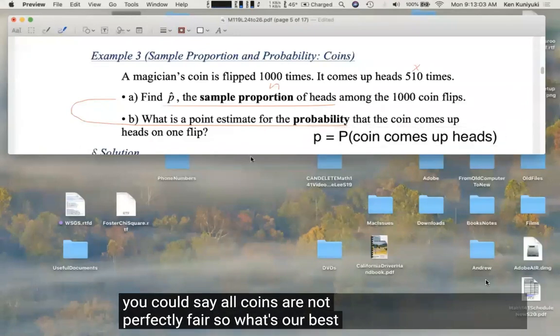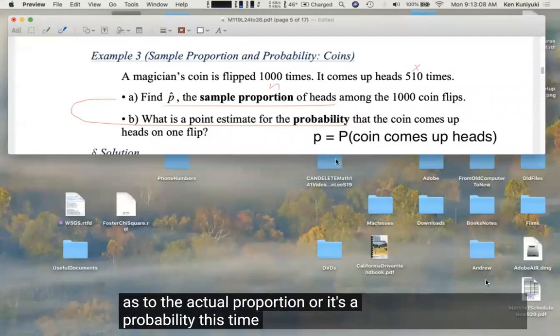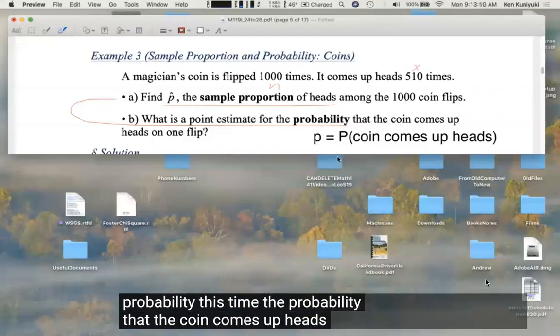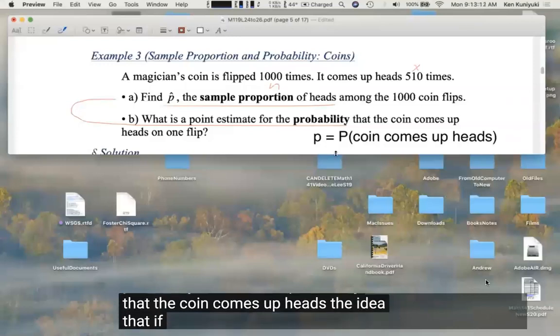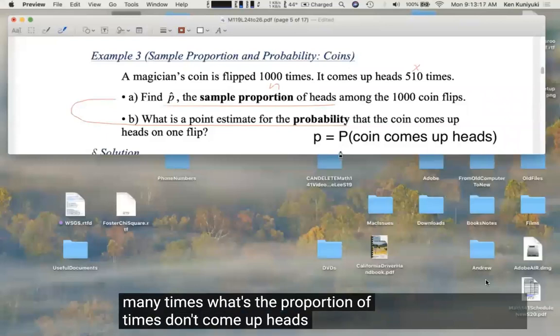Actually, in real life, many coins, in fact, you could say all coins, are not perfectly fair. So what's our best guess as to the actual proportion, or it's a probability this time, the probability that the coin comes up heads? The idea that if you flip the coin infinitely many times, what's the proportion of times it would come up heads?